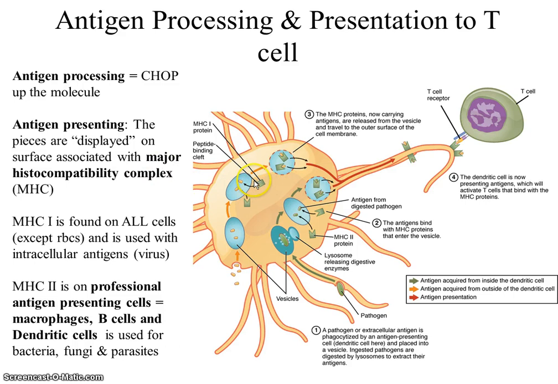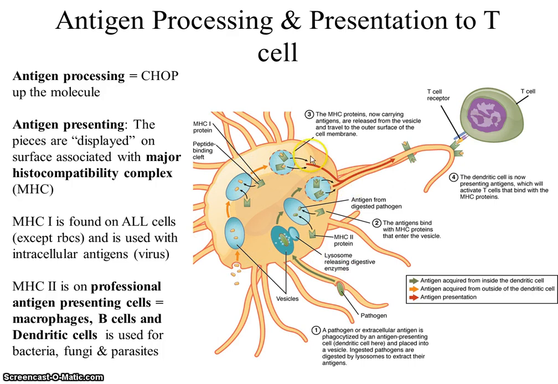So here's the MHC shown here. There are two classes, 1 and 2, and as I say here, MHC1 is found on all cells except red blood cells and is used with intracellular antigens, which is what this is, a virus. MHC2 is on what we call professional antigen-presenting cells, which are macrophages, B cells, and dendritic cells. And these MHC2 will be presented with these pathogens. So it's just showing you two different routes that they can take.